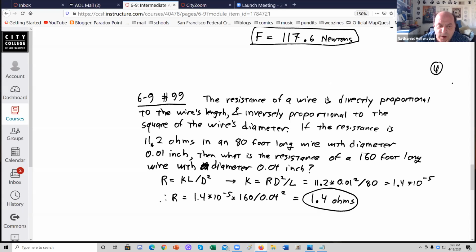From here, 1.2 ohms here, D squared, 0.01 squared here, divided by L, 80 here: 1.2 times 0.01 squared over 80. After some churning, it's 1.5 times 10 to the negative fifth. Okay, so resistance equals k L over D squared. We found k, 1.5 times 10 to the negative fifth. L is 160 here, diameter 0.04 here, squared. And after some arithmetic, it's 1.5 ohms.